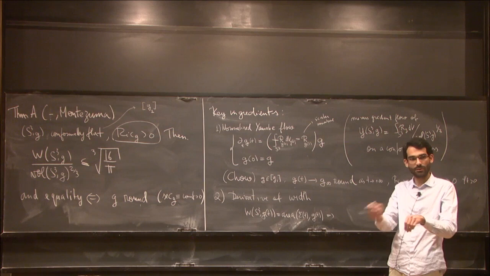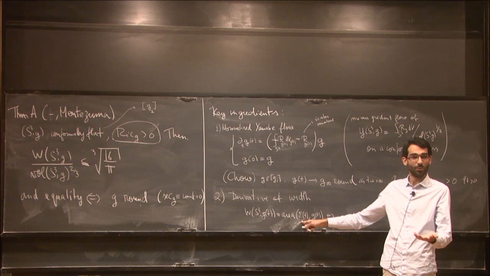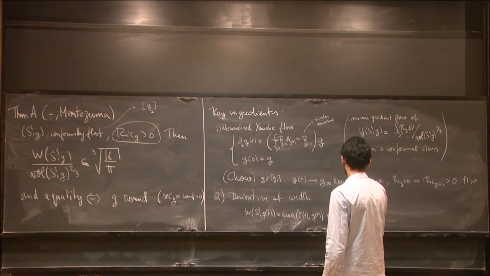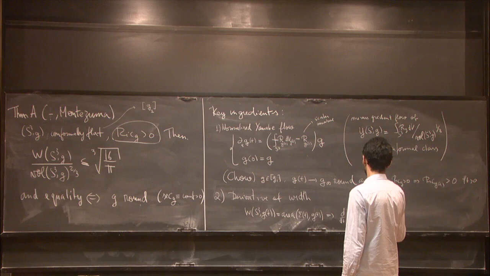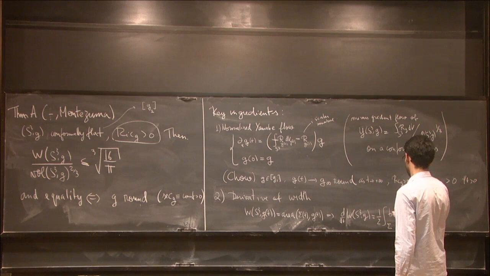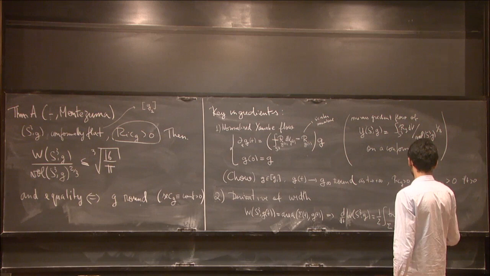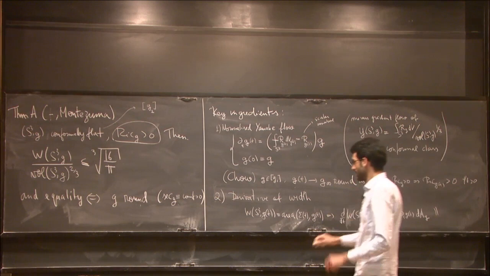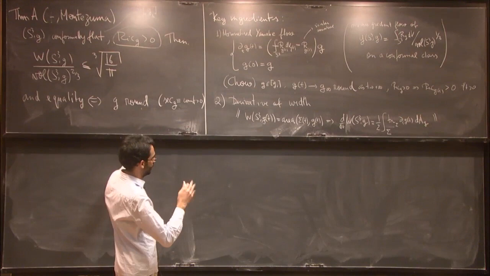And the good thing is that sigma is minimal. So the derivative in the first variable is going to be 0. OK, so d/dt of the width should be something like half the integral over sigma of the trace of the velocity vector along sigma, with respect to the area. OK? So this is the heuristic, which I will justify rigorously later.